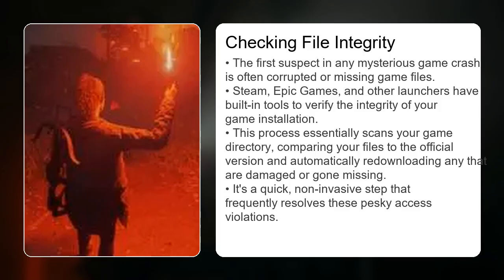The first suspect in any mysterious game crash is often corrupted or missing game files. Steam, Epic Games, and other launchers have built-in tools to verify the integrity of your game installation. This process essentially scans your game directory, comparing your files to the official version and automatically redownloading any that are damaged or gone missing. It's a quick, non-invasive step that frequently resolves these pesky access violations.